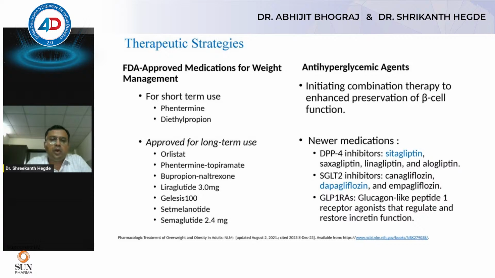For approved long-term use, orlistat decreases fat absorption from the gut, and phentermine and topiramate decrease the appetite and improve satiety. Other drugs like liraglutide and semaglutide belong to incretin-based therapy. They have a wide variety of actions, and eventually they lead to weight loss and also improvement in type 2 diabetes. And we also have a newer category of medicine.